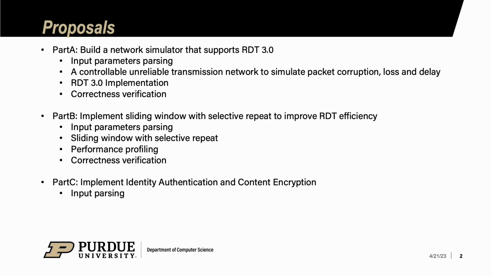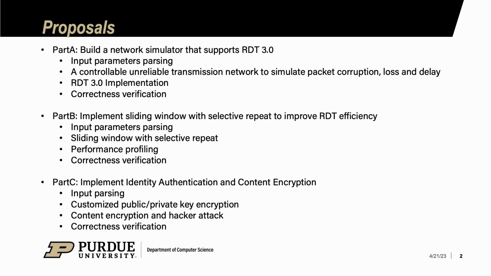In Part C, we will implement a customized public and private key encryption for identity authentication. Furthermore, we will introduce content encryption and simulate a hacker attempting to attack the file transmission process. Our authentication protocol will reject invalid users and protect the file contents.